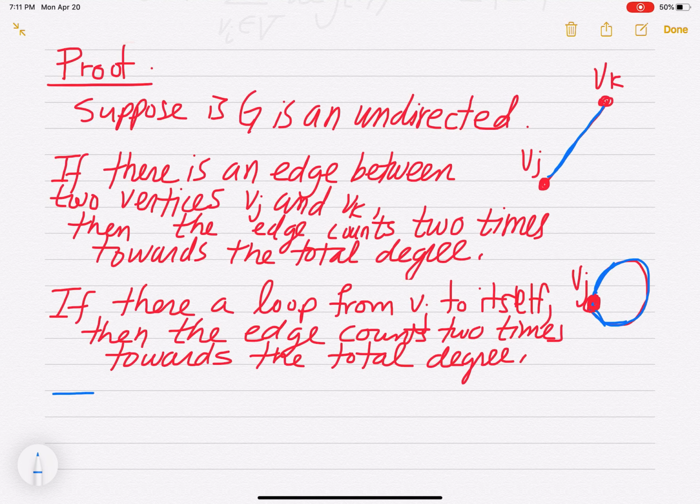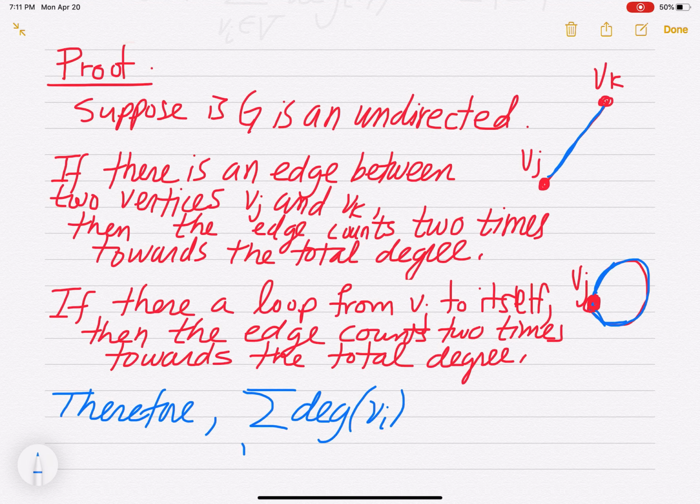So it follows that, therefore, the total degree, so the sum of the degrees of all the vertices over the vertex set, capital V, is going to be twice the number of edges. That's it. All right, so that's our proof.